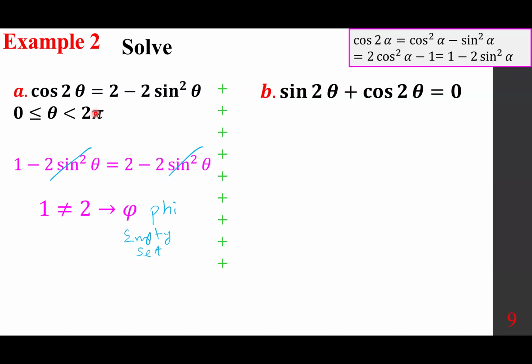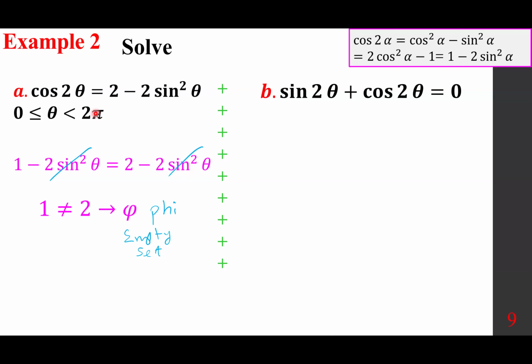Sine of 2 theta plus cosine of 2 theta is equal to 0. There are a couple of different ways of solving it. One of them is to raise it to the power of 2 and solve it. It results in sine squared and cosine squared. They add up to 1.